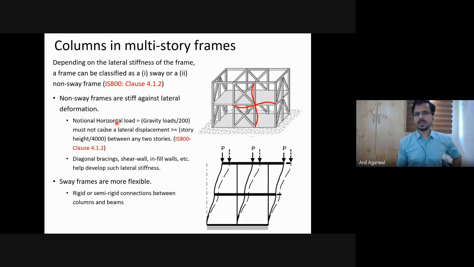Generally, either you do this check, or the rule of thumb is that if the braces are provided of this kind, or a very stiff, unusually rigid frame is provided with all welded connections, then you can consider it to be a braced frame, that is a non-sway frame. Otherwise, it will be considered as a sway frame. Okay, so typical moment resisting frame systems are considered as sway frames.